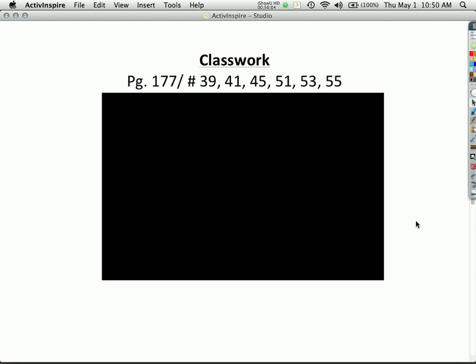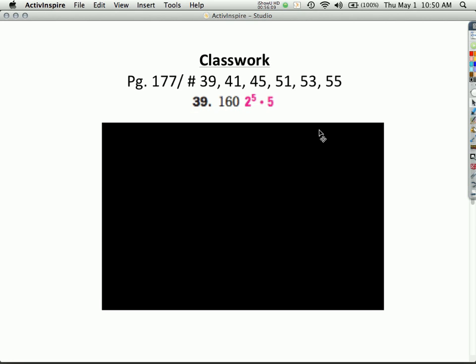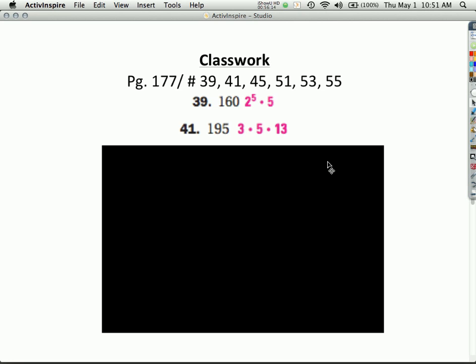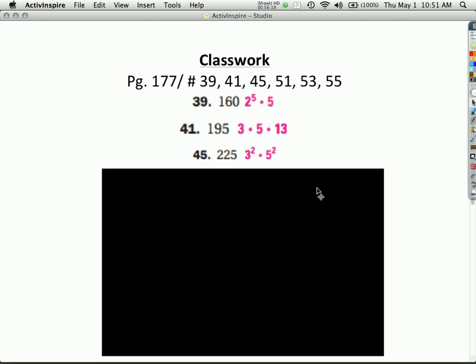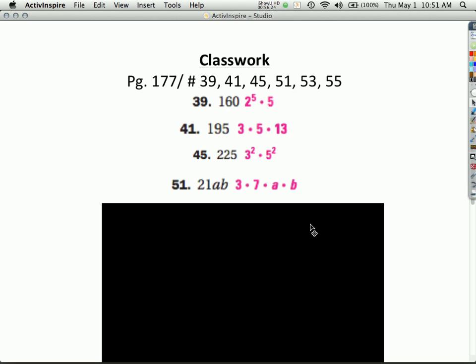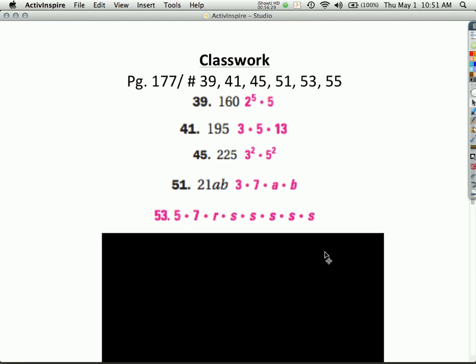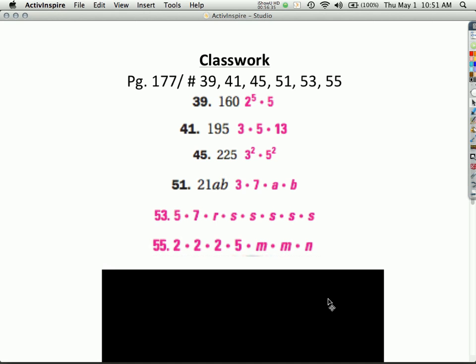All right, colored pens up. Let's see how we did. 39 was 2 to the 5th power times 5. 41 is 3 times 5 times 13. 45 is 3 to the 2nd power times 5 to the 2nd power. 51, 3 times 7 times A times B. 53, 5 times 7 times R times S times S times S times S times S. 55, 2 times 2 times 2 times 5 times M times M times N.